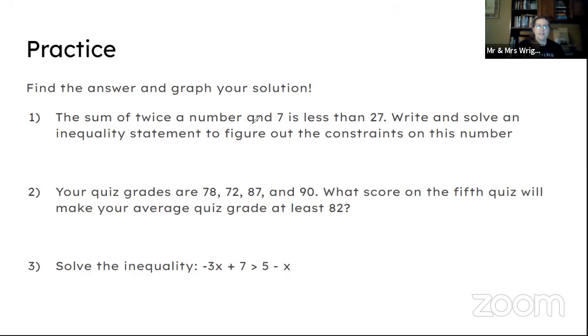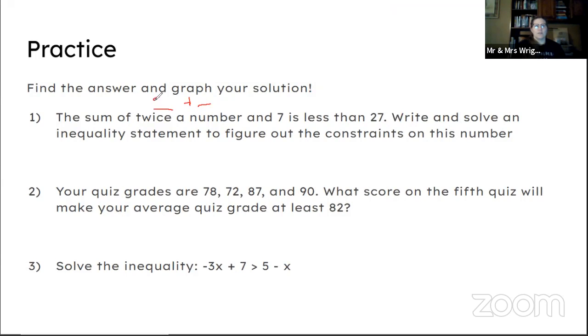The sum of twice a number and 7. So the sum, I know I'm going to add 2 things. The sum of twice a number, I'm going to put that as 2n, and 7, I'm going to put 7 there. So 2n plus 7 is less than 27. Let me erase these lines real quick. Looks like I erased too much. 2n plus 7 is less than 27.